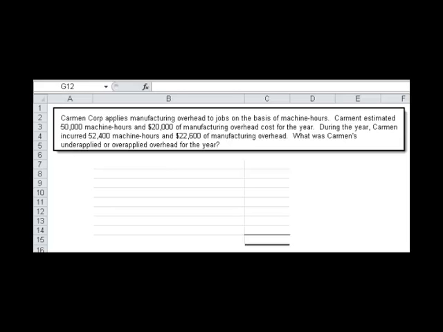Take a look at this overhead applied problem. Carmen Corporation applies manufacturing overhead to jobs on the basis of machine hours. Carmen estimated 50,000 machine hours and $20,000 of manufacturing overhead cost for the year. During the year, Carmen incurred 52,400 machine hours and $22,600 of manufacturing overhead. What was Carmen's underapplied or overapplied overhead for the year?